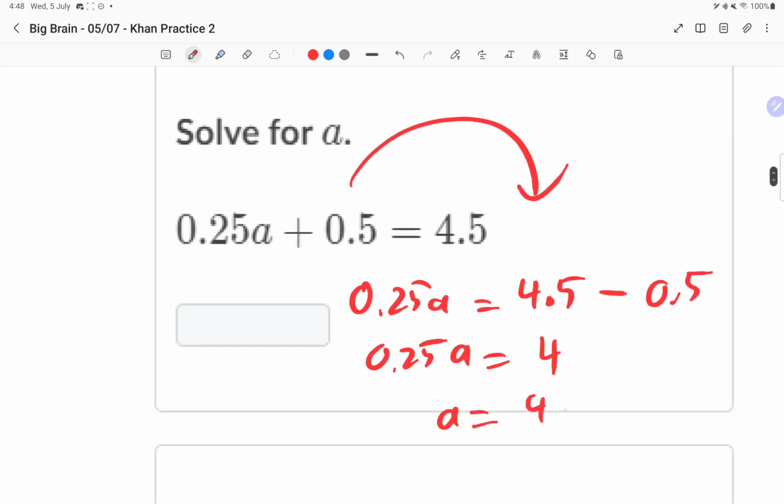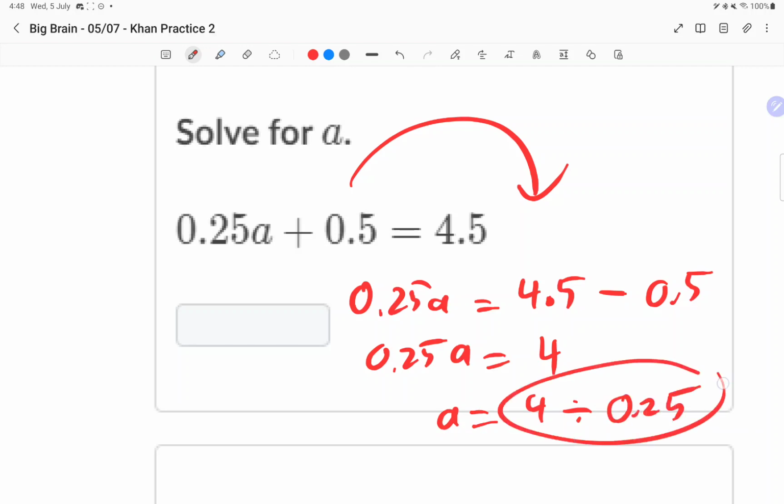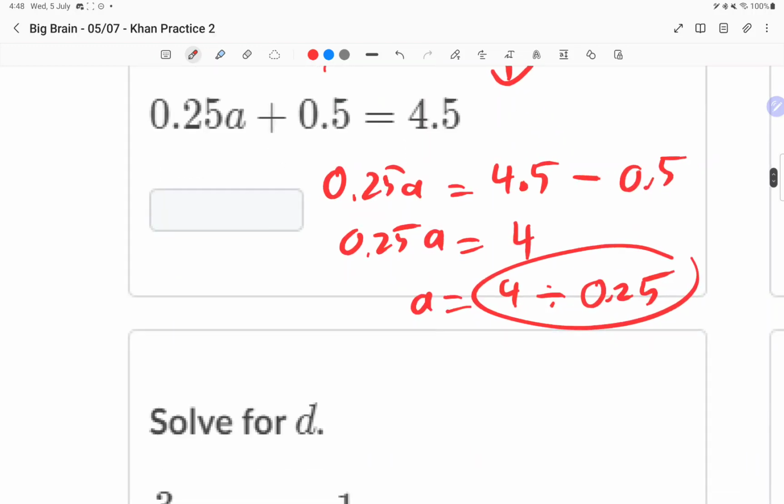Now a would be 4 divided by 0.25. How do we do this division with decimals? You can do it another way, but there's an easier way. Long division? Short division? Not short division either. Any idea? Hannah? Turn it into a fraction. Yes, you turn it into a fraction. 4 divided by 0.25, as a fraction, 0.25 is what?